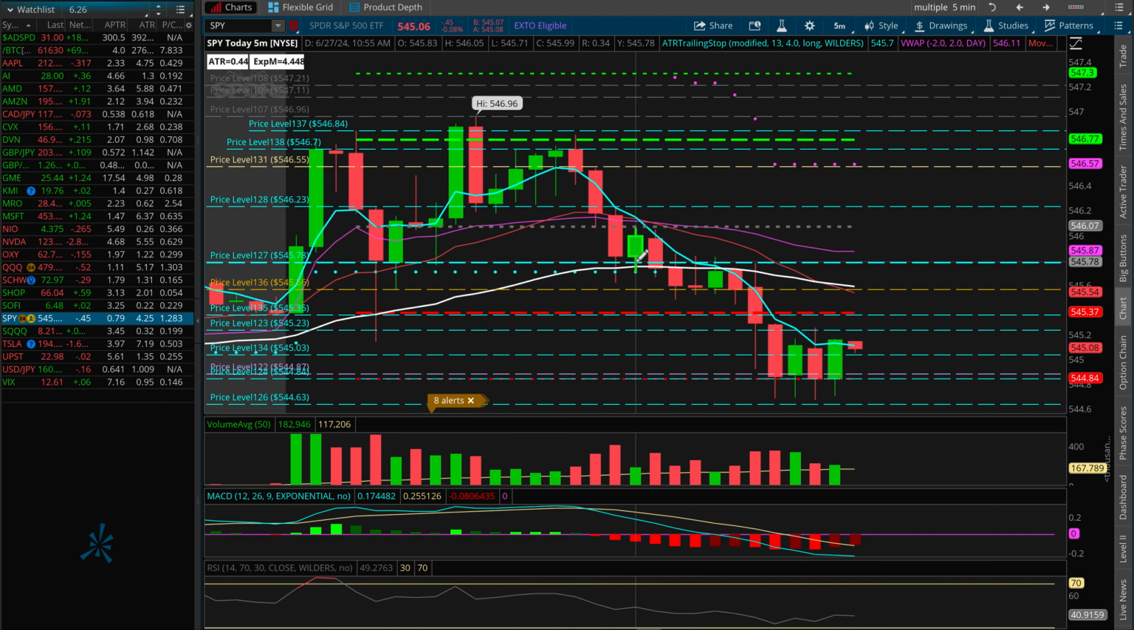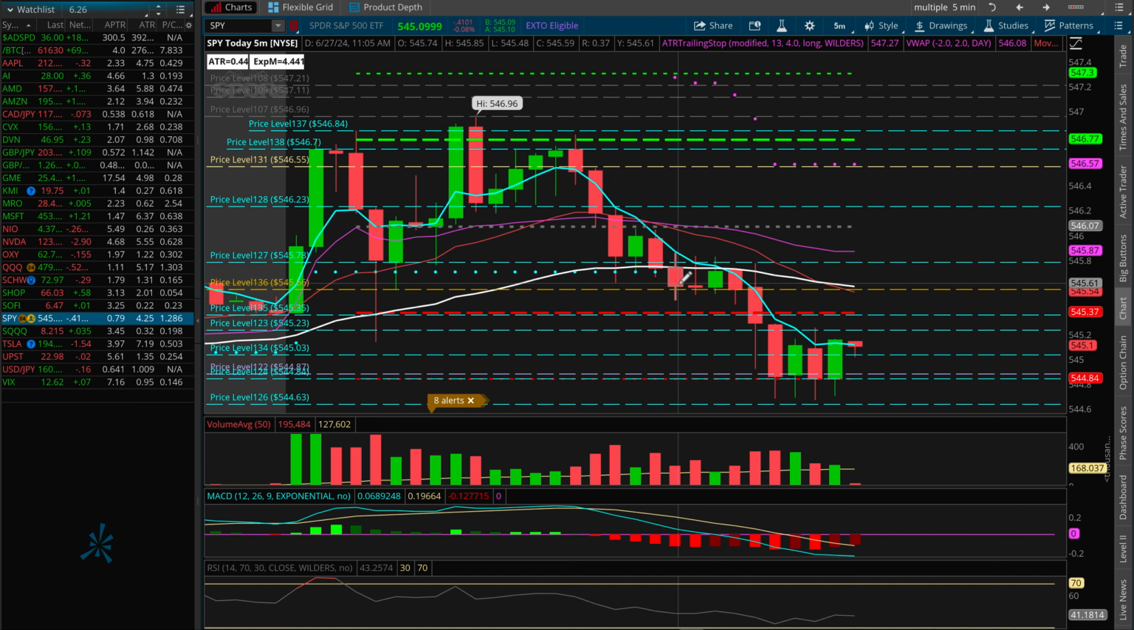That's our trouble place, right? It came down here, it came down here, and we've come down here. We've tested this area 3 times. At some point, it's either going to break through to the downside or to the upside, right? So this 545.78 is our area of trouble. We need to definitely watch this.